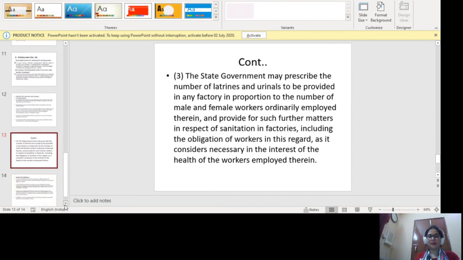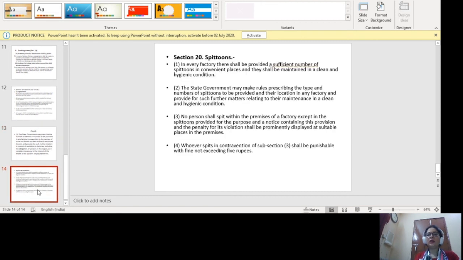Now, next and last is spittoons. Section 20 of the Factories Act 1948 deals with spittoons. In every factory, there shall be provided a sufficient number of spittoons in convenient places, and they shall be maintained in a clean and hygienic condition.